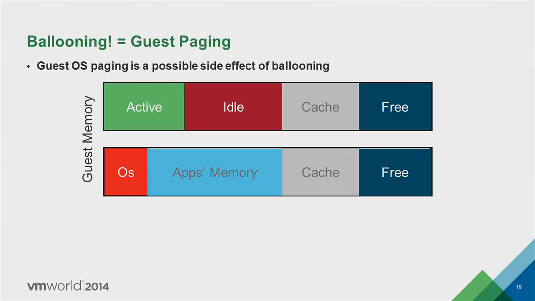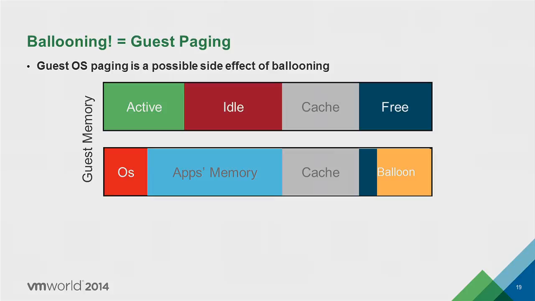So what I was saying is the balloon driver may allocate memory within the guest. This is another view of the guest. Above, I showed the last slide's view with active, idle, cache, and free. Below, I'm showing a slightly different view, of what the purpose of the memory is. The OS allocates some application pages. ESX does not actually know what the pages are being used for, but I'm just showing a different view. Some memory is allocated for the apps, some memory is cache, and some memory is free.